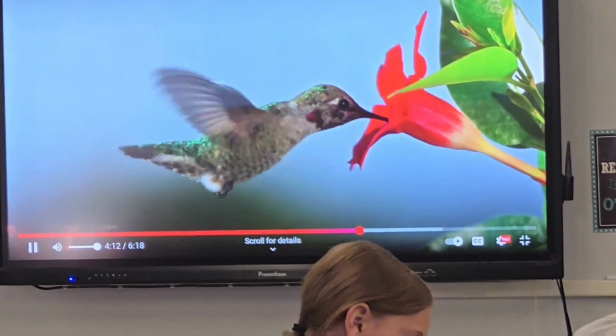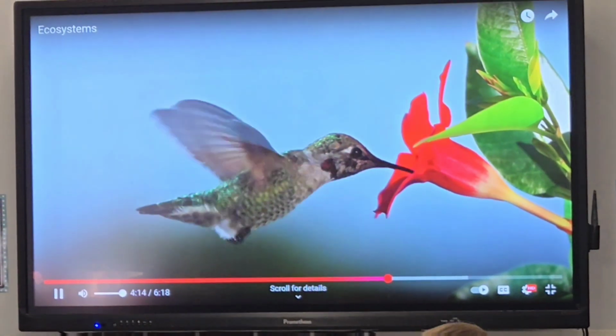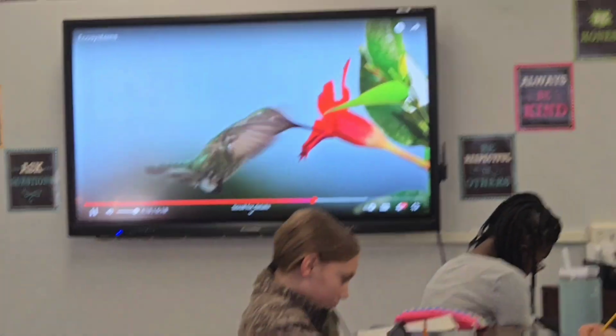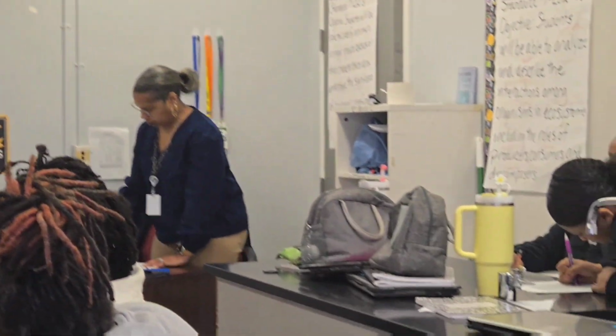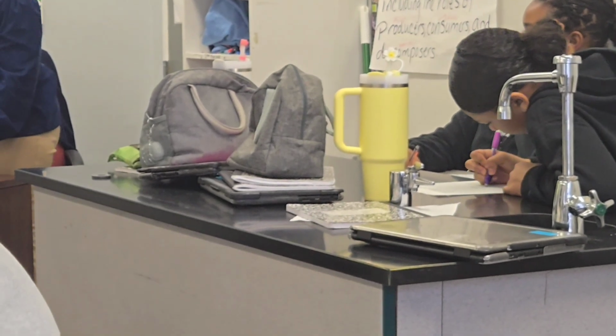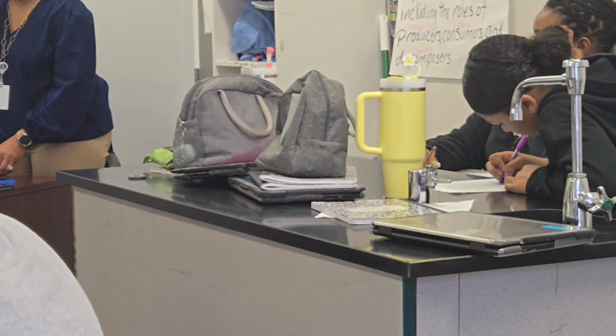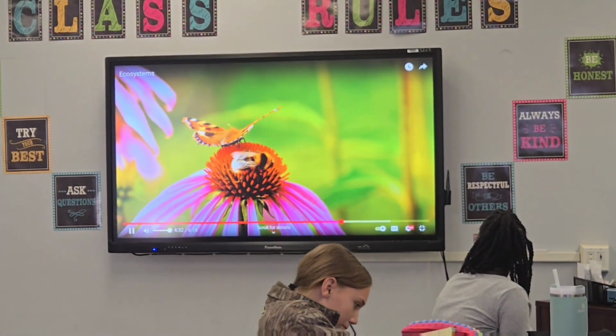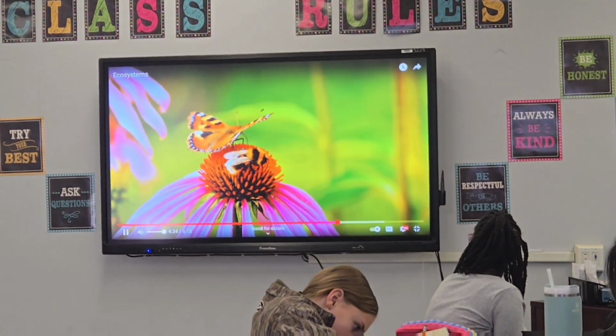Each type of ecosystem plays a critical role in sustaining life on Earth. They provide habitat, food, and resources for living organisms and offer services vital to human survival, such as clean water, air purification, and climate regulation. Ecosystems vary widely, but they all share a common feature: interdependence.